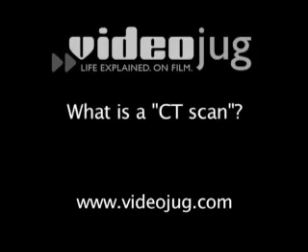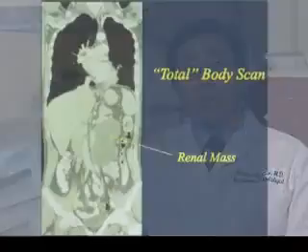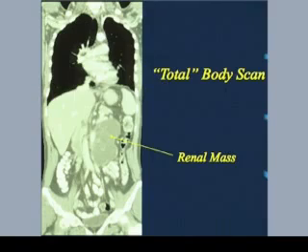CT scan. What is a CT scan? CT scanning, also known as CAT scanning or computed tomography, involves an X-ray tube that turns 360 degrees around a patient. When information is acquired in this fashion, it can then be reconstructed into cross-sectional images of the body.